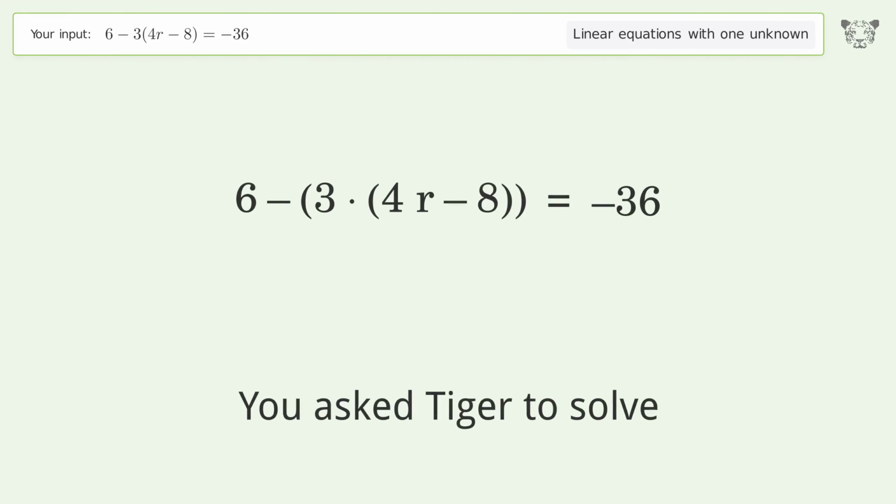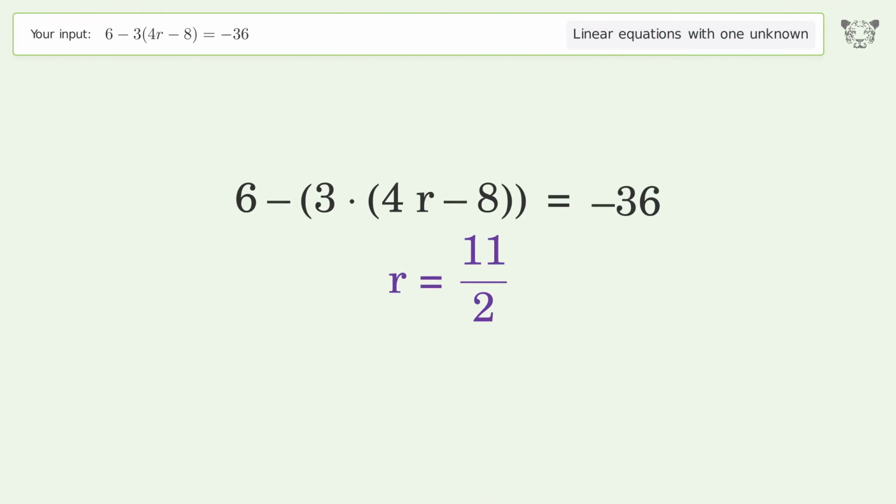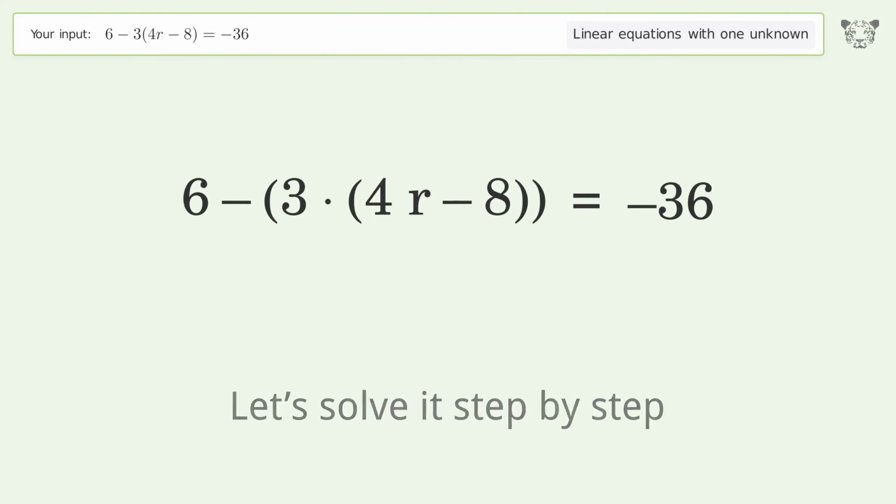You ask Tiger to solve. This deals with linear equations with one unknown. The final result is r equals 11/2. Let's solve it step by step.